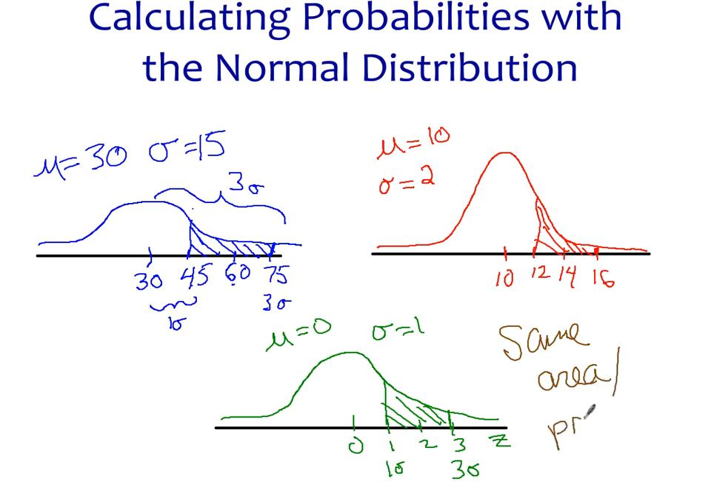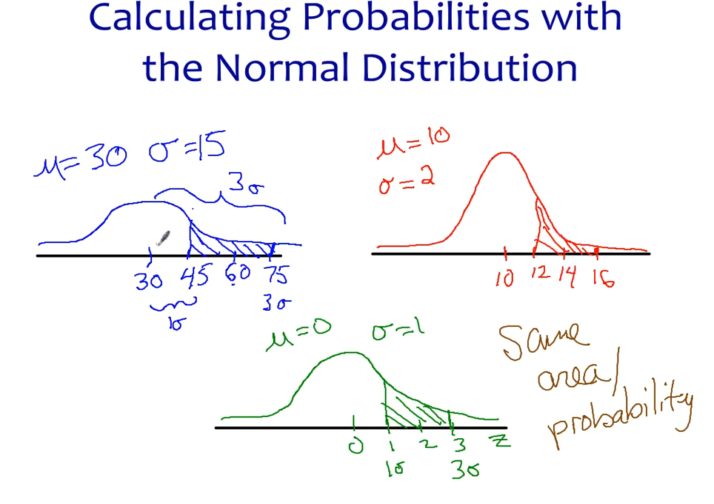Same probability, because it doesn't matter what mu and sigma are. What matters is the interval, where that interval lies with respect to mu and how many standard deviations wide it is. This is 2 standard deviations wide, 1 standard deviation above mu. This is 2 standard deviations wide, 1 standard deviation above mu. This is 2 standard deviations wide, 1 standard deviation above mu. And so these are all identical.